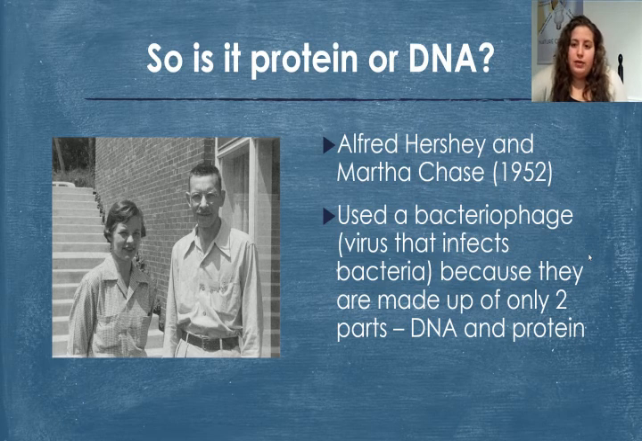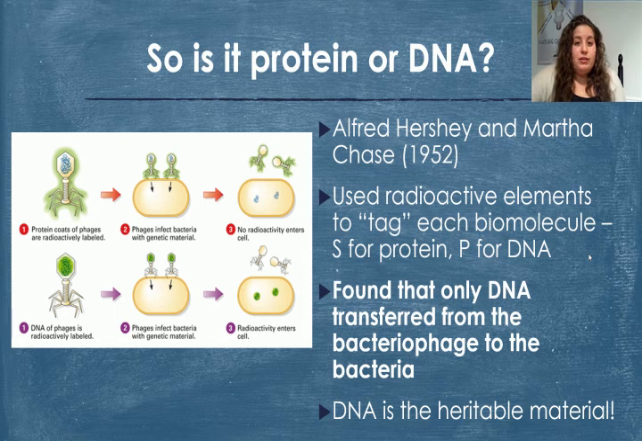They used a bacteriophage, and what that is, is a virus that infects bacteria. These are really great because they're only made up of two parts, DNA and protein, just like our chromosomes. So how did they figure out which part moved and which part stayed? Well, we had just entered the age of radiation, so they were able to use radiation to tag the elements in protein and DNA. Sulfur makes up a lot of protein, so they used radioactive sulfur to test for protein, and radioactive phosphorus to test for DNA because of the sugar phosphate backbone of DNA.